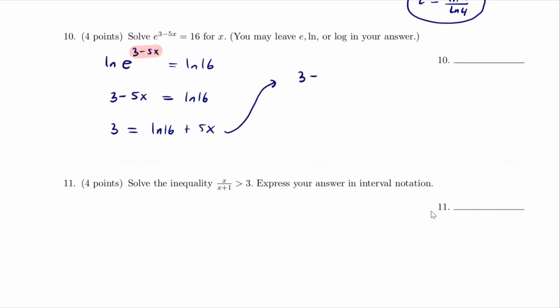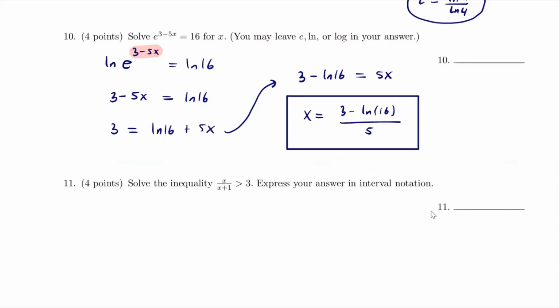So you'll have 3 minus ln of 16 is equal to 5x. Now we divide by 5. So x is equal to 3 minus ln of 16, divided by 5. And there you have it. This is the answer for this equation.